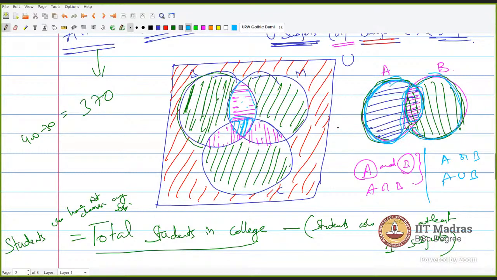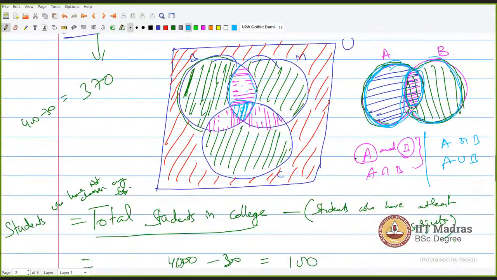Okay, exactly. When you say A complement, it means it will be whole B with intersection, correct? If I am not wrong, you are talking about complement. When you say A complement, it is whole B plus A intersection B, correct? Yeah, we have to subtract A from.